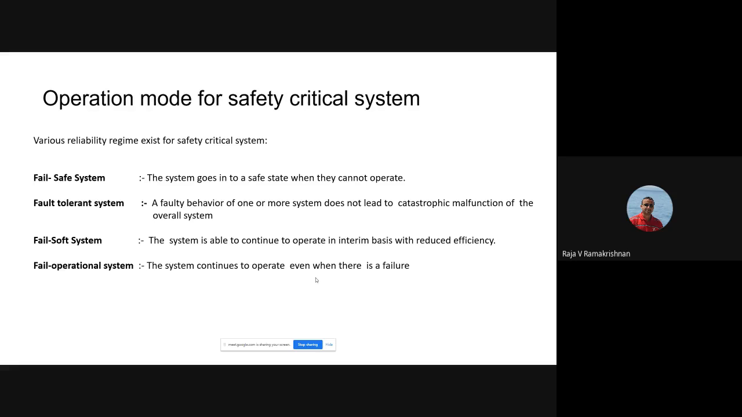There are different operation modes of a safety critical system. When we look at today's vehicles, there is a way we react when something fails in our system. To give you an example, if power steering fails in a car today, we go into something called manual steering. That means the whole power steering is turned off and the driver will be doing manual steering.